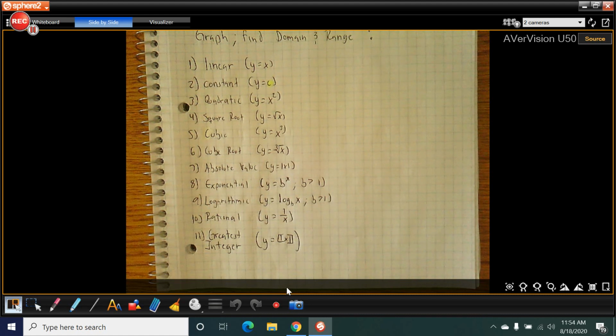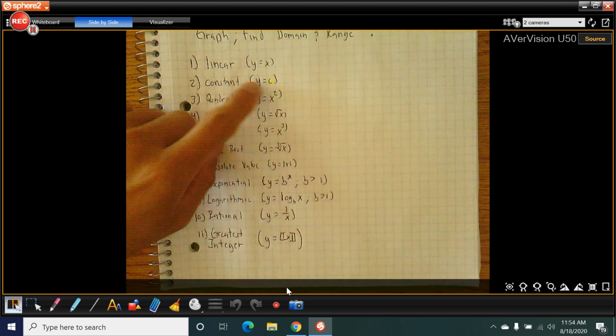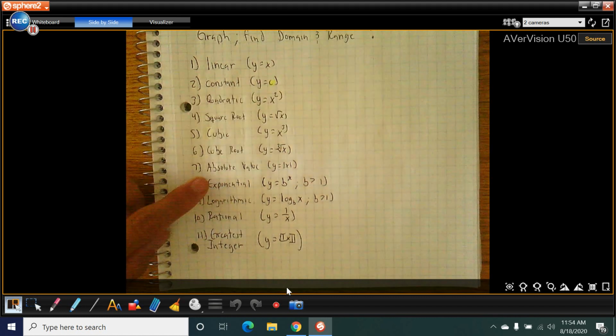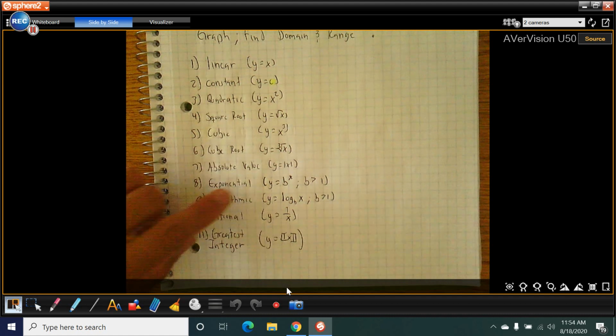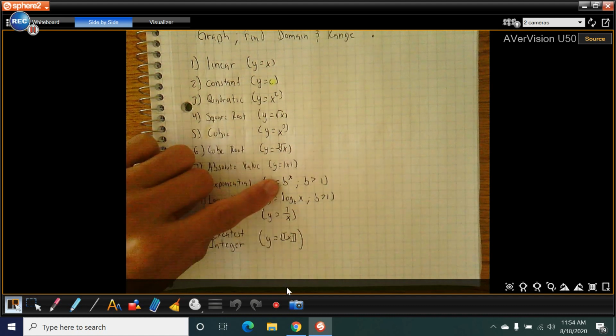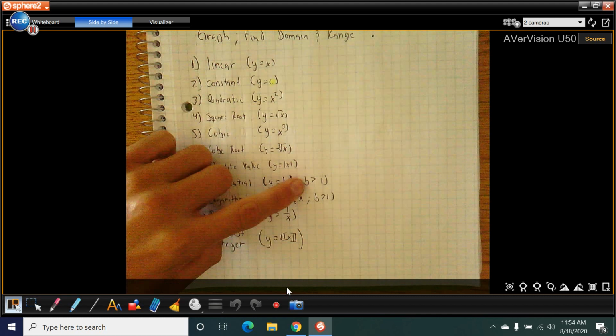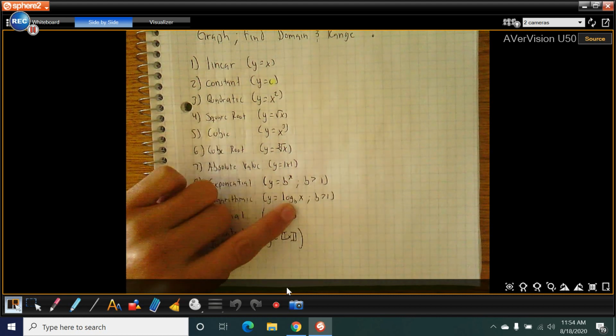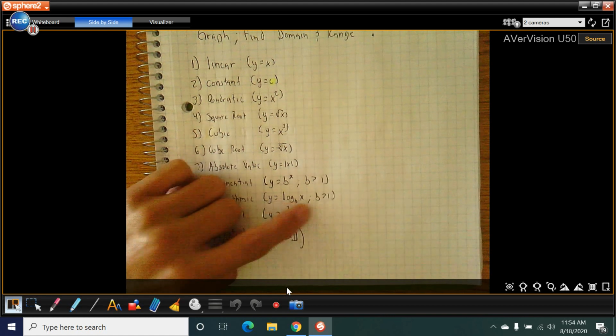I want to bring your attention to a couple of the functions. For the constant y equals c, you're going to have to come up with your own example where c is just a constant, so you can use y equals 2 if you like. Same thing for the exponential and the logarithmic. In order for you to have an exponential function, you need a base, but that base has to be greater than 1, so you can use 2, 3, 4, doesn't matter. Same thing with the logarithmic function. That base has to be greater than 1.